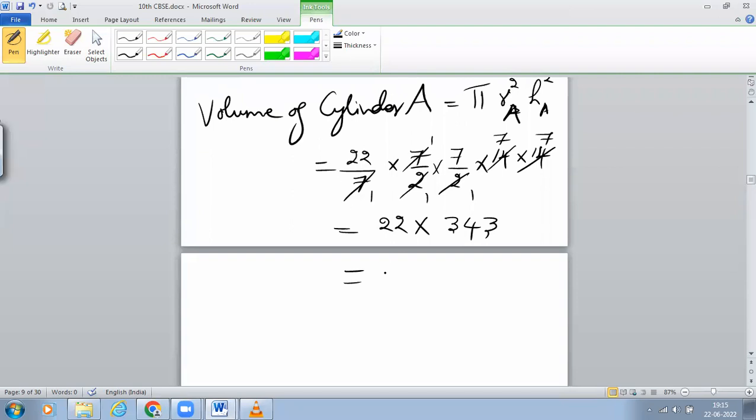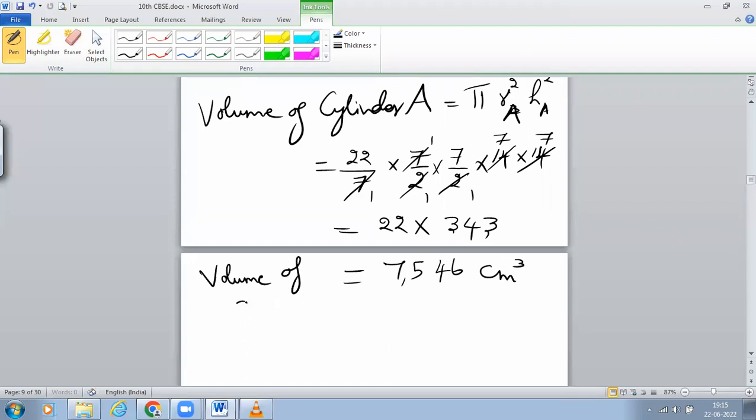Okay, I'm writing the answer. Please check whether it is correct or wrong. The answer is 7,546. This is the volume of cylinder A. The unit of volume will always be cubic units. Here everything is given in centimeter, so the unit is centimeter cube or cubic centimeter. So this is the volume of cylinder A.